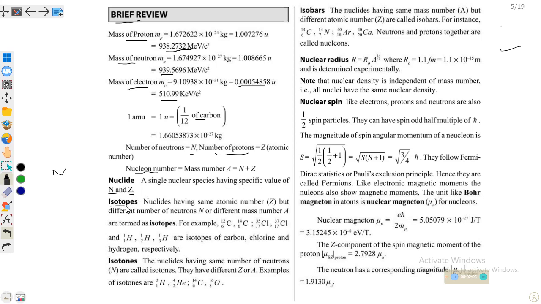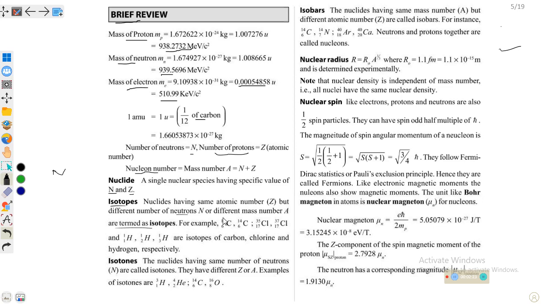Isotopes: nuclides having the same atomic number but a different number of neutrons, or different mass number, are termed isotopes. Iso means same and topes means place. They are placed in the same place in the periodic table.